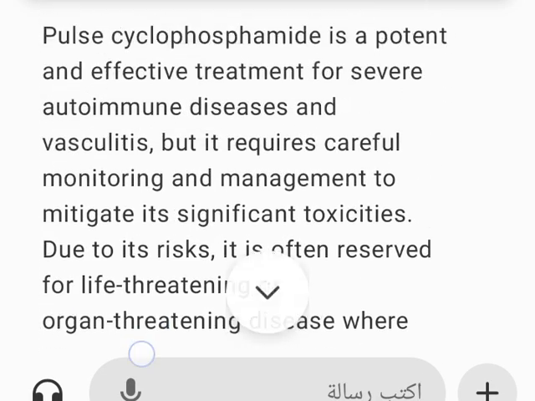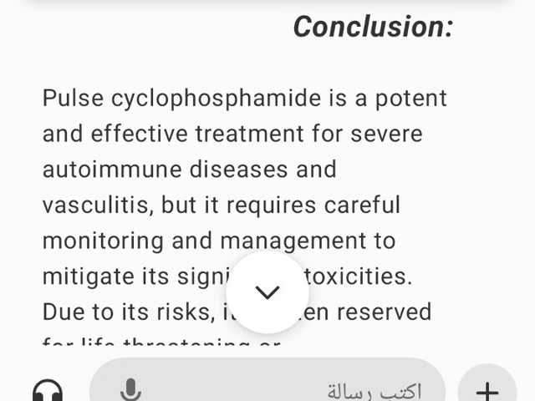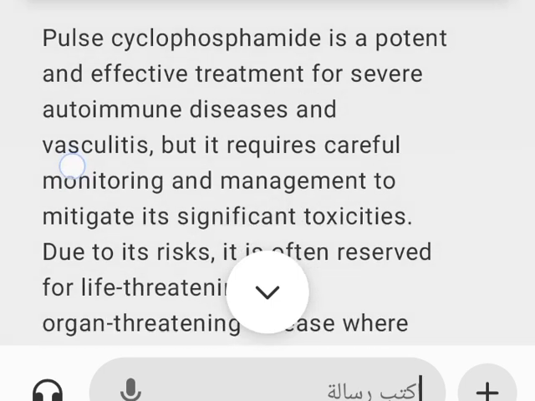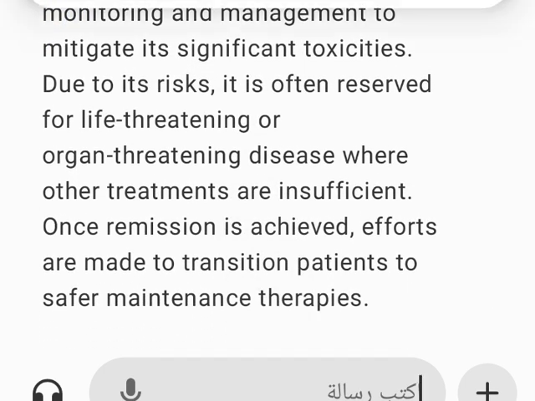Conclusion. Pulse cyclophosphamide is a potent and effective treatment for severe autoimmune diseases and vasculitis, but it requires careful monitoring and management to mitigate its significant toxicities. Due to its risks, it is often reserved for life-threatening or organ-threatening disease where other treatments are insufficient. Once remission is achieved, efforts are made to transition patients to safer maintenance therapies.